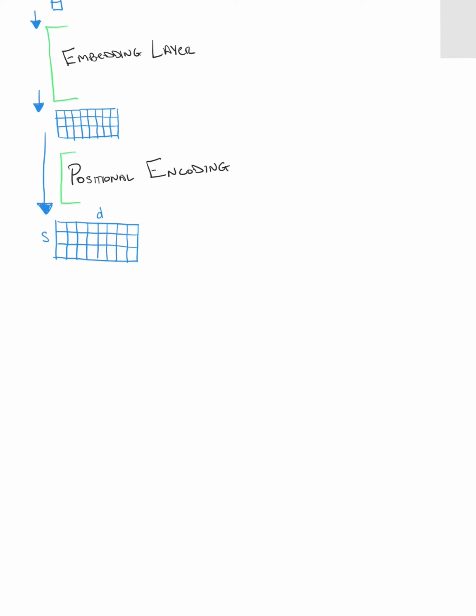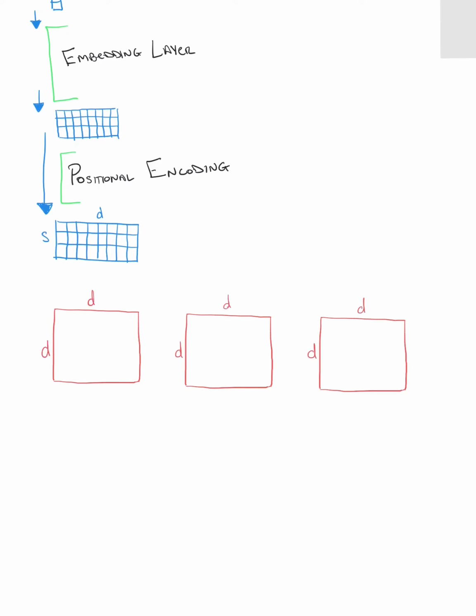The attention layer consists of three weight matrices, all of which are size d by d. These weight matrices are the query, key, and value matrices, respectively, and it's worth noting that they are independent of one another. The weight parameters are unique to each.